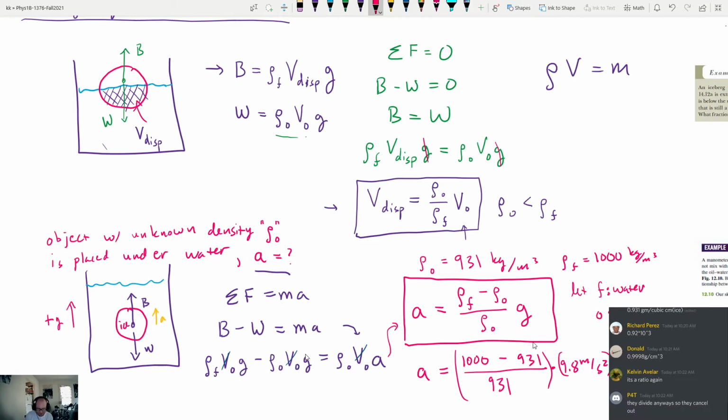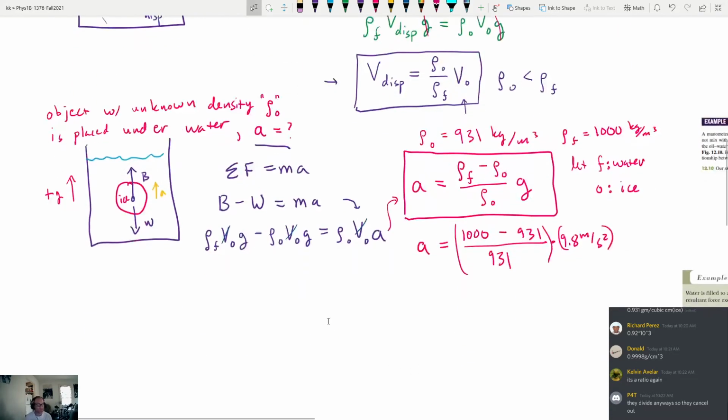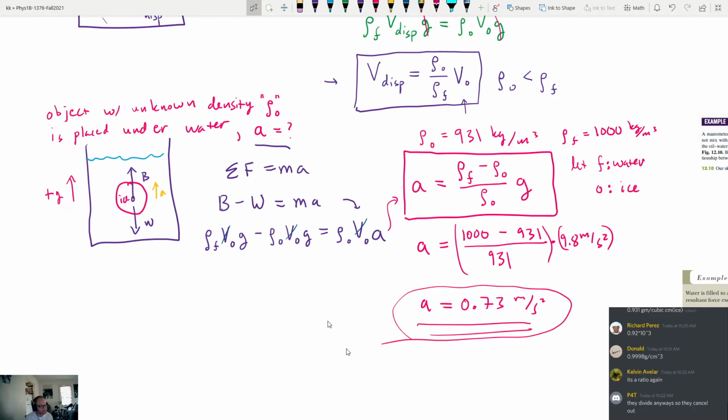And we get a very small number of 0.7. This has to be off screen if I write it over there, so I'm not going to do that. We'll just scroll down a little bit, and we'll write that the acceleration now is going to be equal to 0.73 meters per second squared. Okay, so it's positive. That means it's going to float up, right? And it's kind of small.